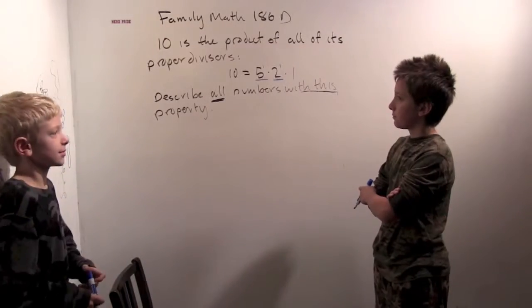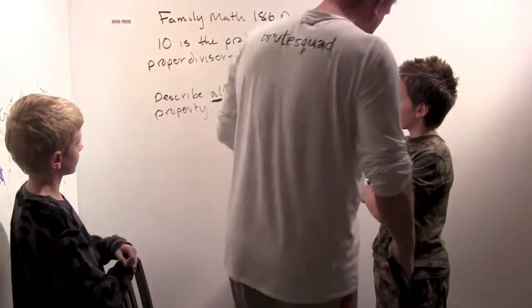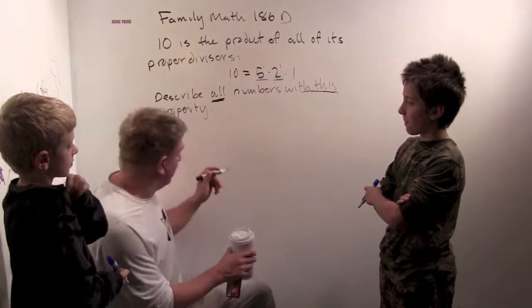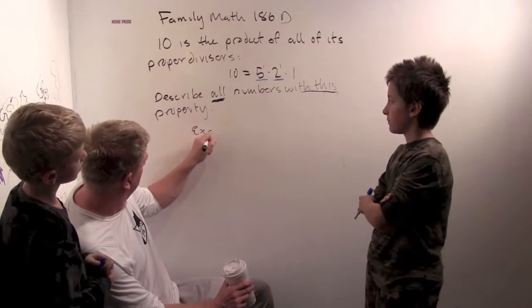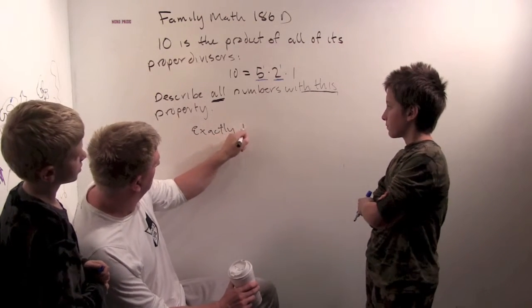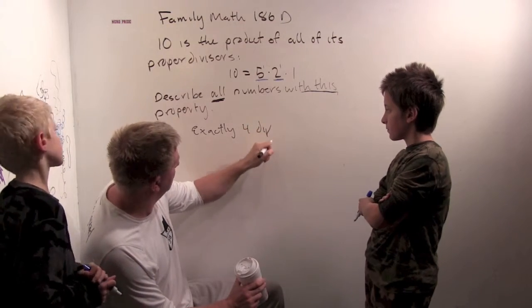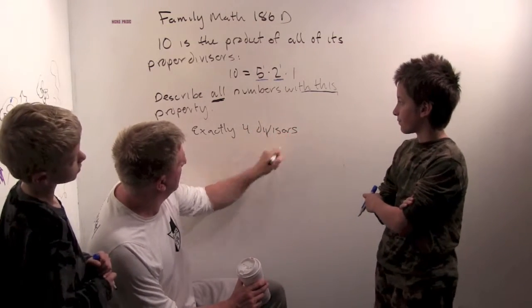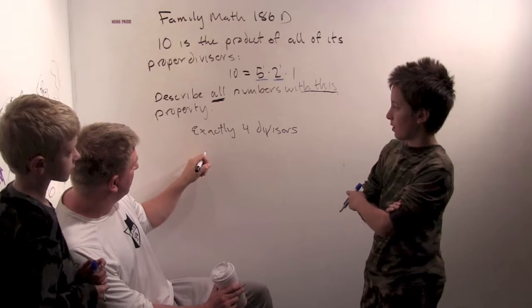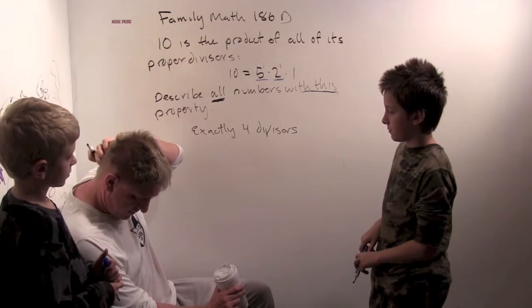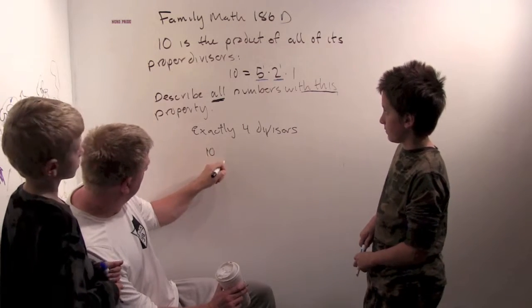All right, here's part D. So we thought we needed exactly 4 divisors, right? Yeah. Thought we needed exactly 4 divisors. And we knew if we have a number like 10, for example.